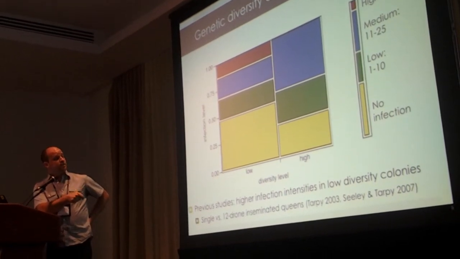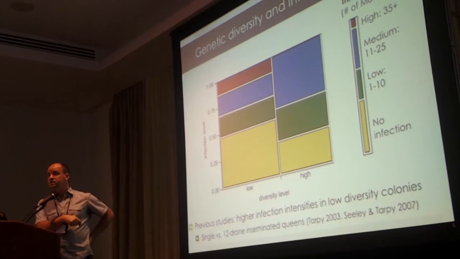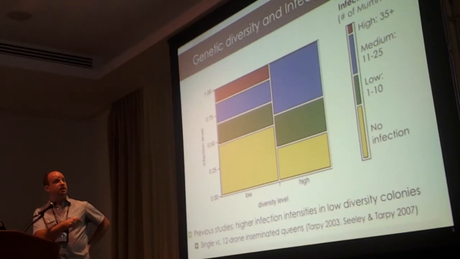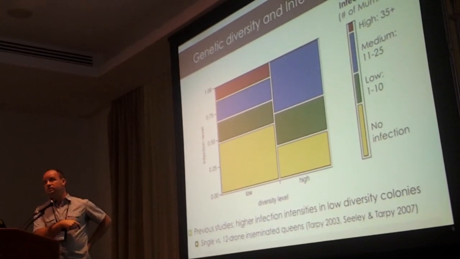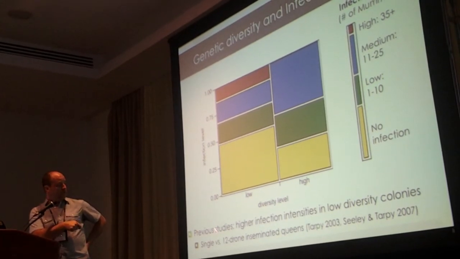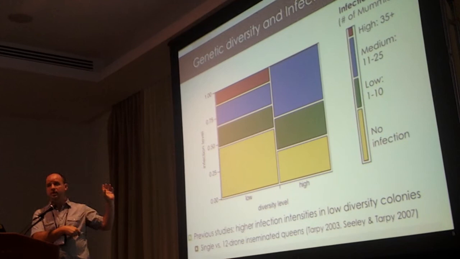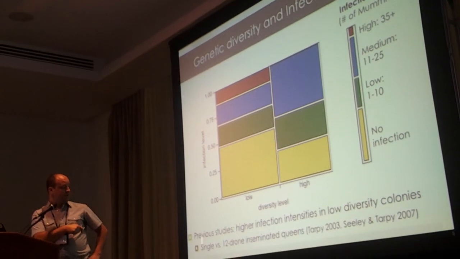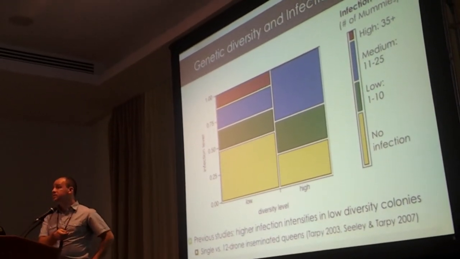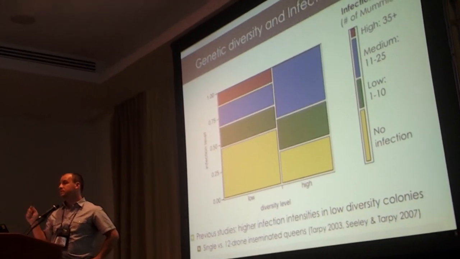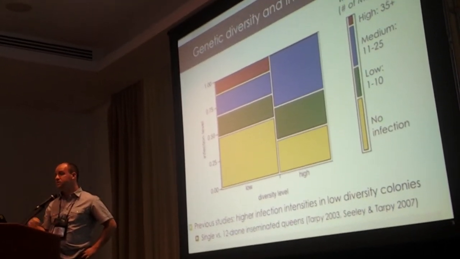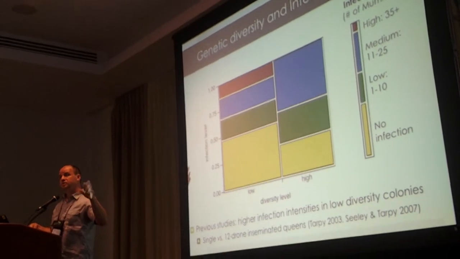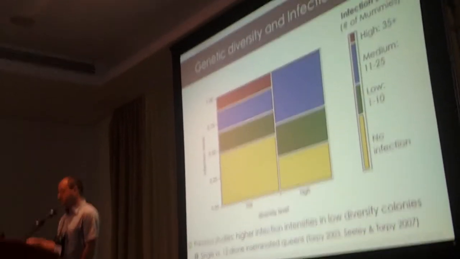You can see this isn't significant, but it's suggestive that in these low diversity colonies, we do have some with high infections, and there are more variable levels of infection, which supports what previous studies have shown: higher intensities and more variability in low diversity colonies. However, all the previous work had been done on single drone inseminated queens versus ones inseminated with 12 drones. Here I'm looking at more intermediate levels of diversity, so it's suggestive but shows that genetic diversity at these moderate levels isn't quite as significant.